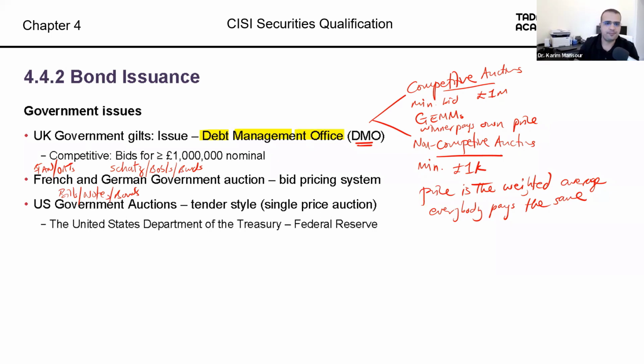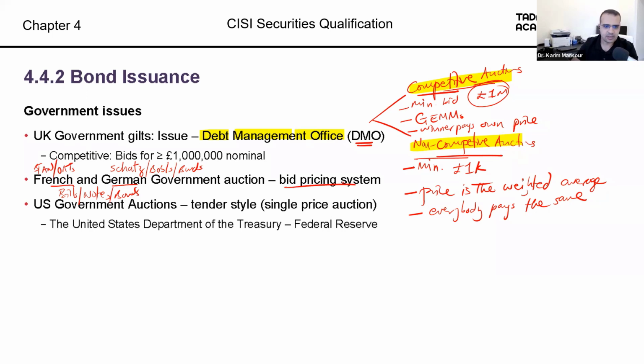So we've got the competitive auctions and the non-competitive auctions from the UK government. The competitive auctions have a minimum bid of £1 million. They are offered to market makers, gilt-edged market makers, the GEMs, and whoever wins the auction pays whatever price they offered. The non-competitive auctions are offered to the public, minimum £1,000. And the price is the weighted average price offered, and everybody pays the same price. The French and the German governments have the same system.